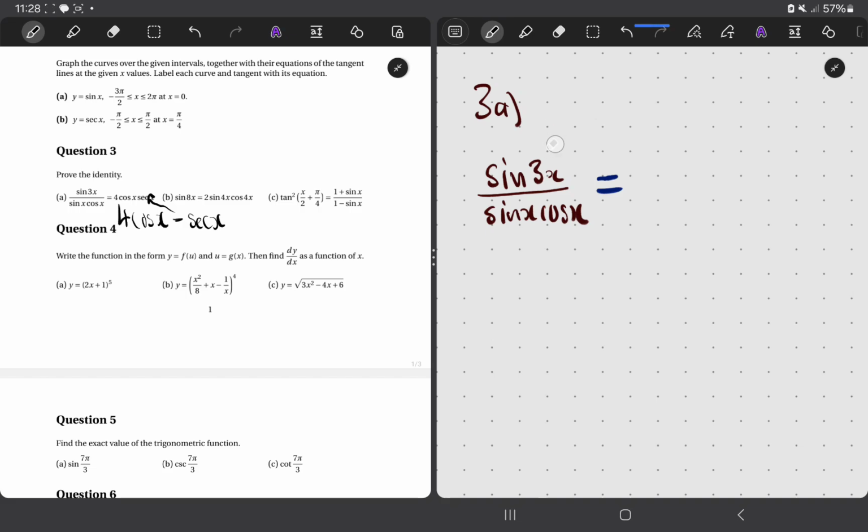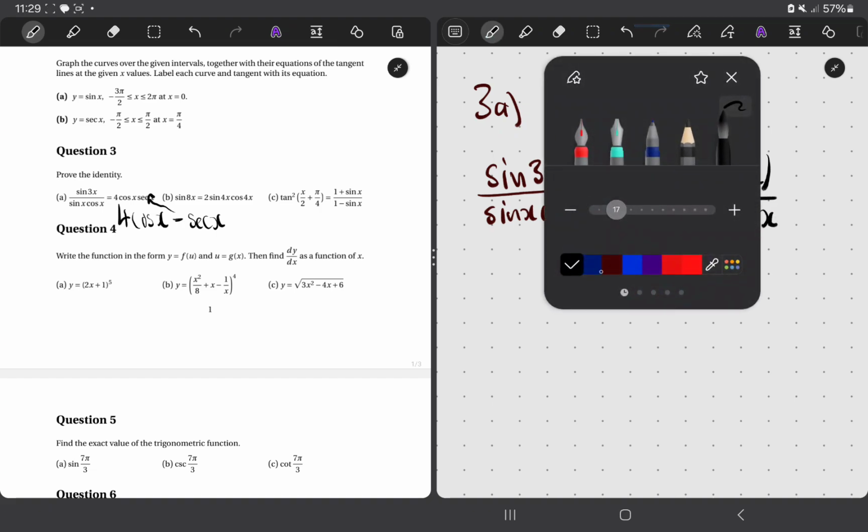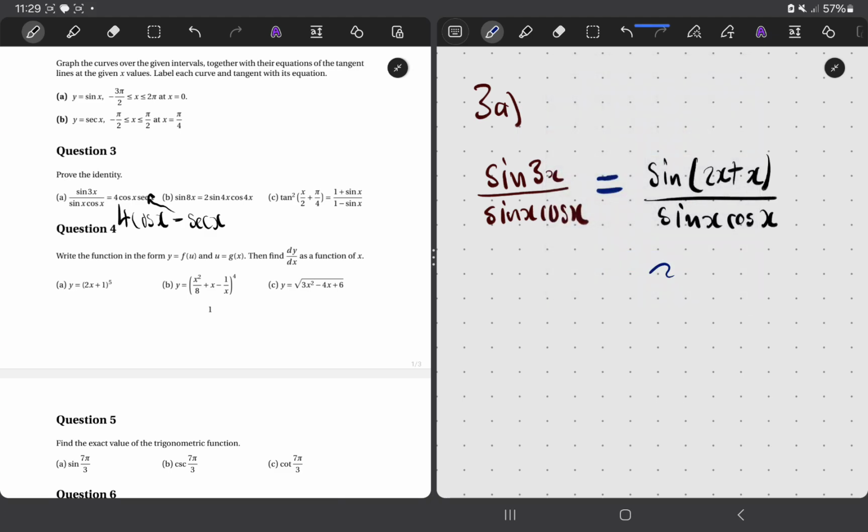I work with this sine 3x. What is sine 3x? I can change it to be two parts. I can make sine 3x be sine of 2x plus x, over sine x cos x. So I've changed 3x to be 2x plus x. It's still 3x, but I've separated it, because once I do this, then I can do the expansion.